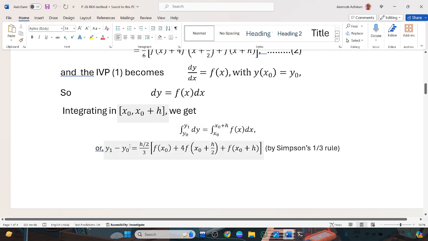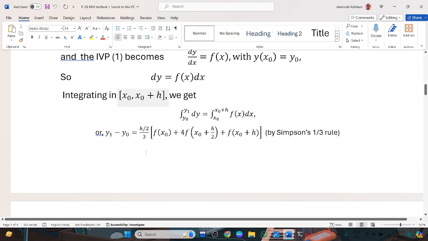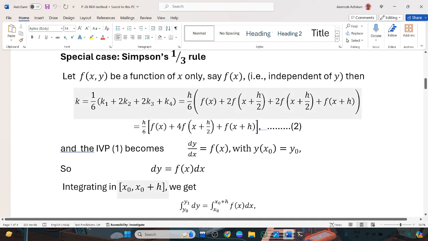So obviously y1 minus y0 equal to h by 2 whole divided by 3, by Simpson's one-third rule for numerical integration, f(x0) plus 4 into f of x0 plus h by 2 plus f of x0 plus h. Because x0 to x1 is h, the midpoint is x0 plus h by 2, so the midpoint step length is h by 2. So this is Simpson's one-third rule, and we get y1 equal to y0 plus k, and k is the value given by the above relation 2.